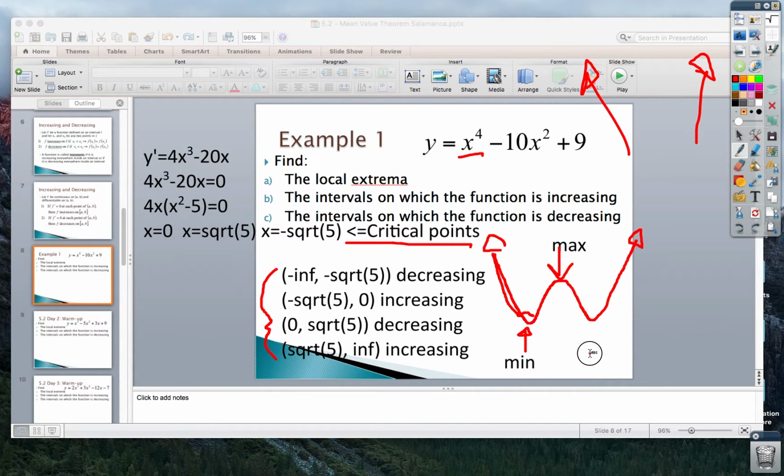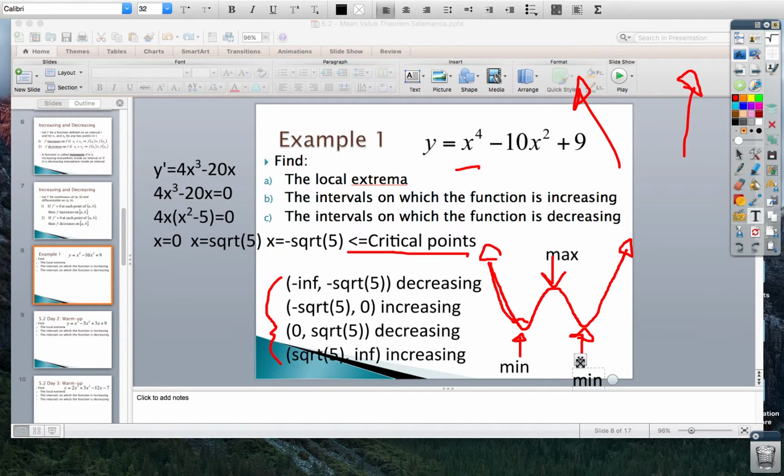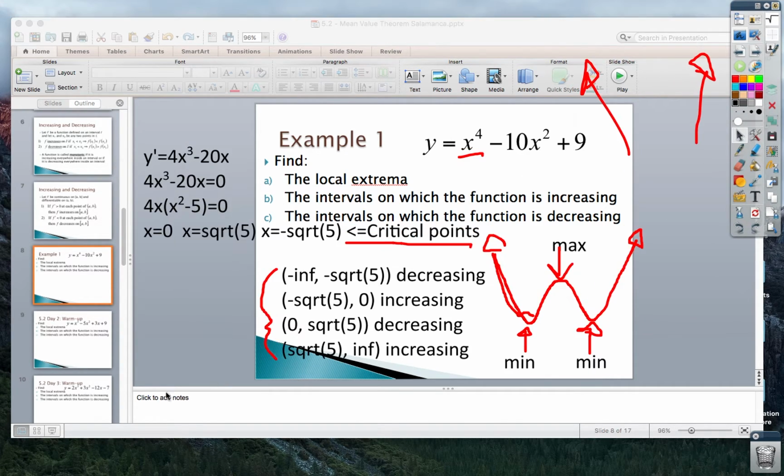And then we know that from 0 to square root 5, it's decreasing. So this gives us our minimum again. So all of the time this is alternating. You're never going to have a max and then another max. So now we found A, B, and C. So let's try another problem together.